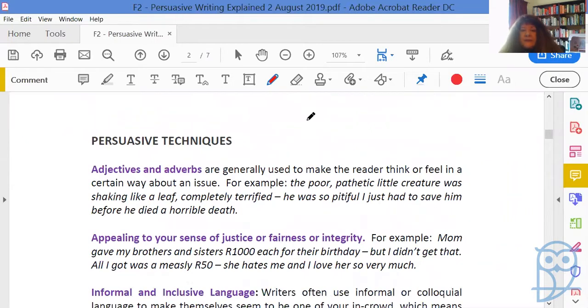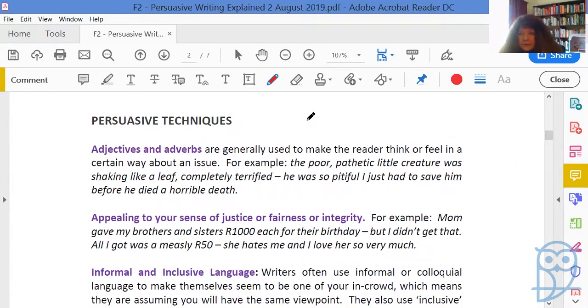Right, here's the type of persuasive techniques you need to use in order to persuade people in your writing. The first one, as always, adjectives and adverbs, because that's what makes the reader feel in a certain way about an issue. Look at the example. The poor, pathetic little creature was shaking like a leaf, completely terrified. He was so pitiful I just had to save him before he died a horrible death. So just by using those types of words, you see how the author has engendered sympathy for this little creature. And you want to look after it. You want to save it from even more suffering. And that's just because of the way the adjectives and adverbs have been used. Also, you see how powerful adjectives and adverbs can be. If your writing doesn't have them, it's pretty boring writing.